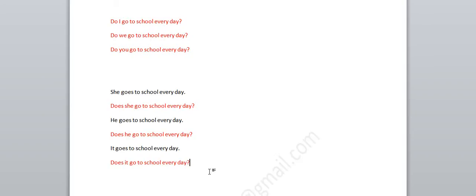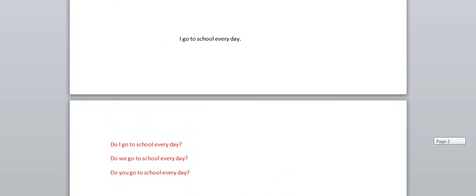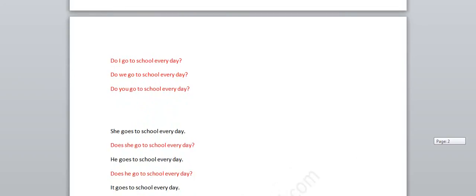If anyone asks you, does she go to school every day? What is your answer? Yes, she does. If you want to explain in short answers, you can answer like this: she goes to school every day. Does she go to school every day? Yes, she goes to school every day.